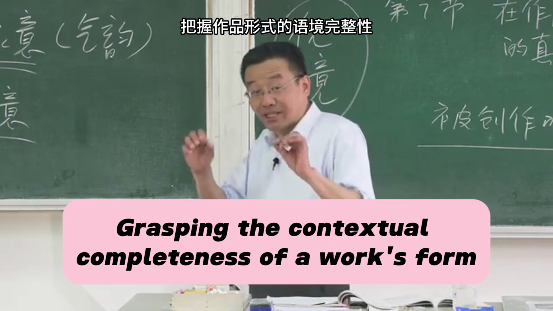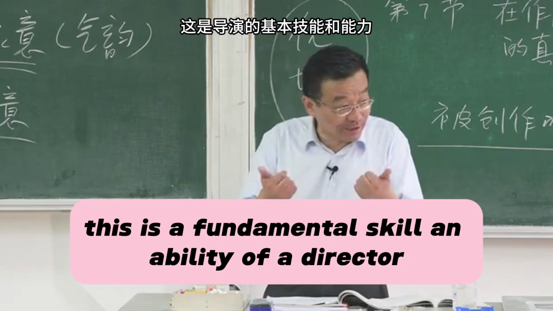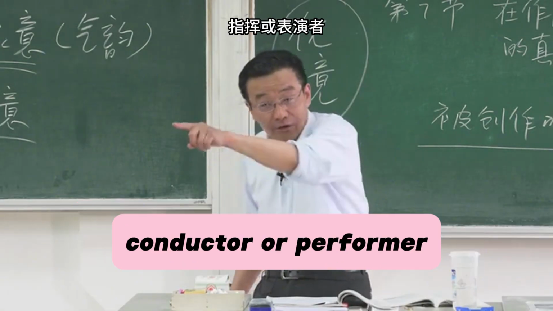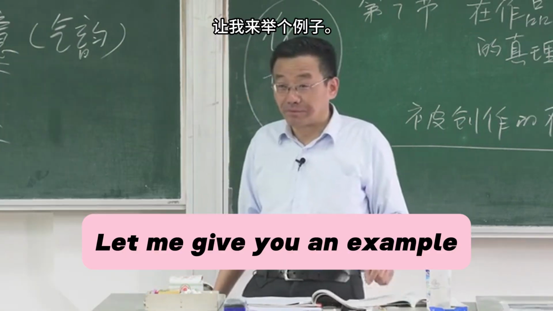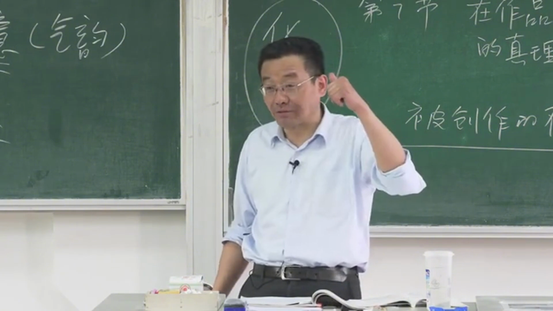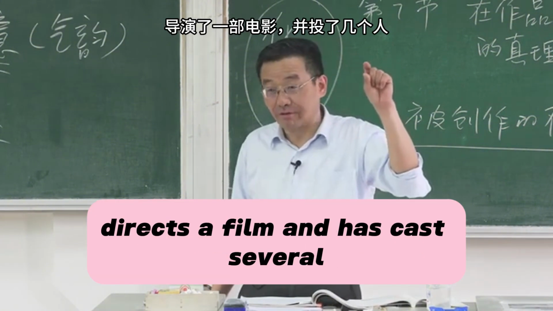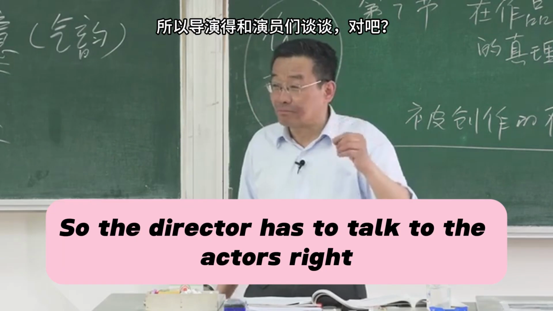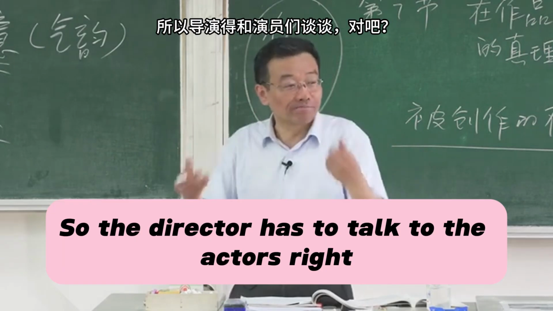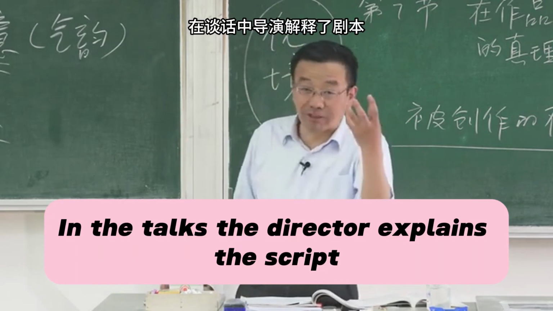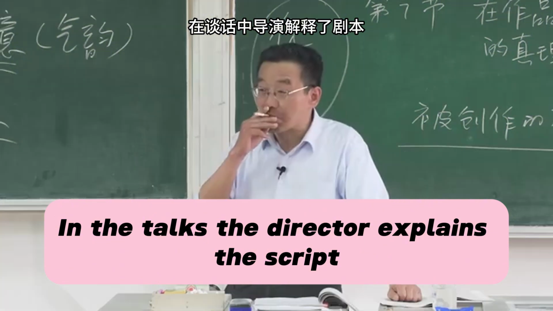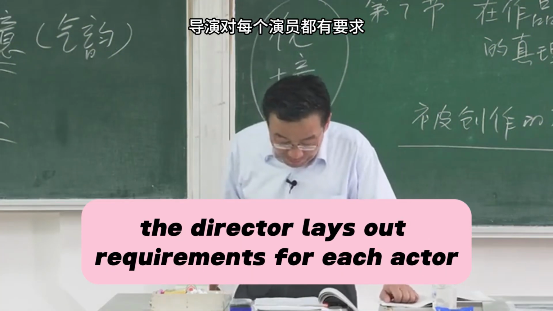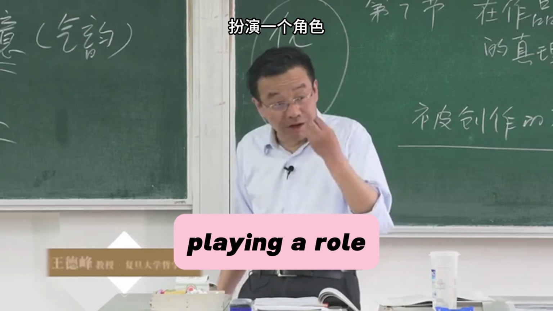Grasping the contextual completeness of a work's form, this is a fundamental skill, an ability, of a director, conductor, or performer. Let me give you an example. Suppose someone directs a film and has cast several actors to play the different roles. So the director has to talk to the actors, right? In the talks, the director explains the script. In explaining the script, the director lays out requirements for each actor playing a role.